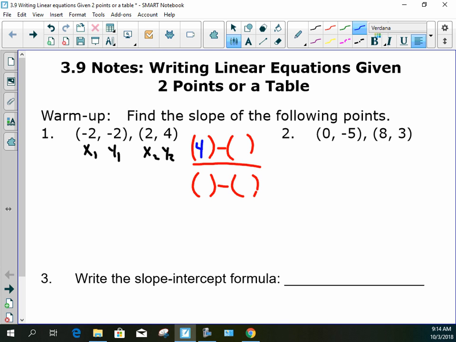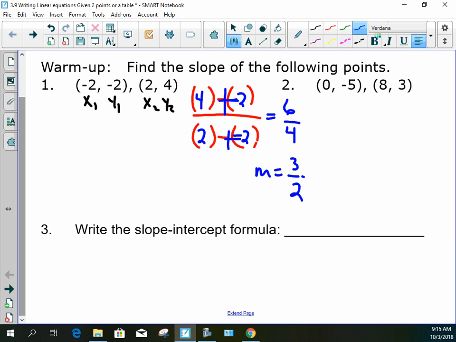y2 minus y1 over x2 minus x1. So now this becomes plus, and this equals 6. And this becomes plus, and this equals 4. So this gets reduced to 3 over 2. That's your slope. Slope-intercept formula, mx plus b. It's not really a formula.